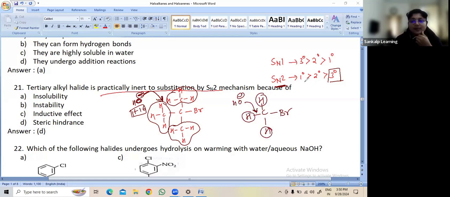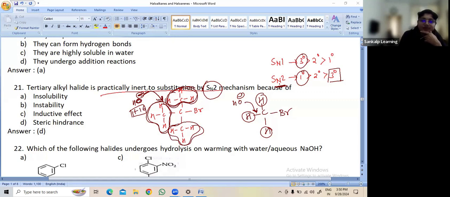So when we compare SN1 and SN2, in SN1 the tertiary are more stable and in SN2 the primary are more stable. Understood why tertiary alkyl halides do not show the SN2 mechanism because of steric hindrance? The methyl groups are bulky groups, and because of that, it is impossible for the hydroxide to attack from behind. Okay, fine.